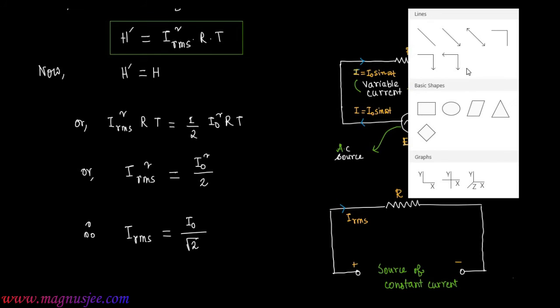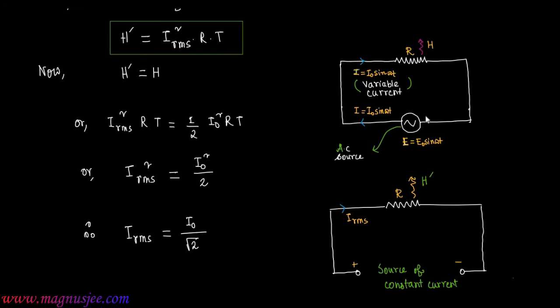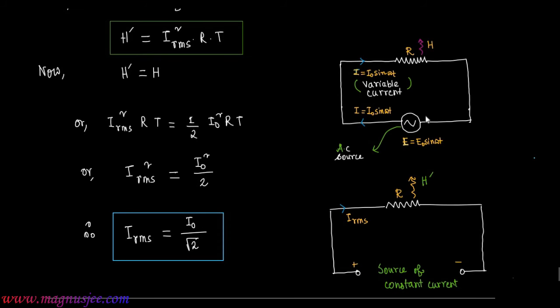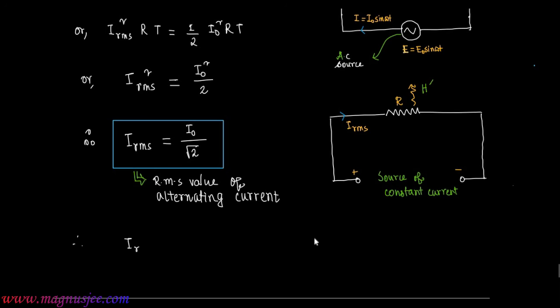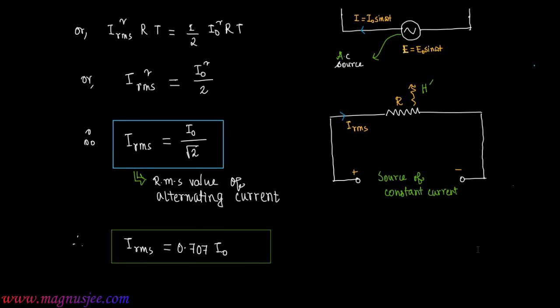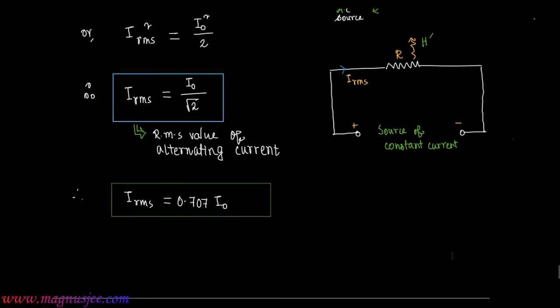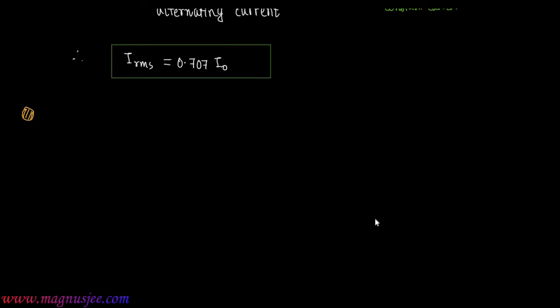That is the RMS value of alternating current, where I equals I₀ sin ωt. Therefore, I_RMS equals 0.707 times I₀. That is, the RMS value of current is 0.707 times the peak value of current.